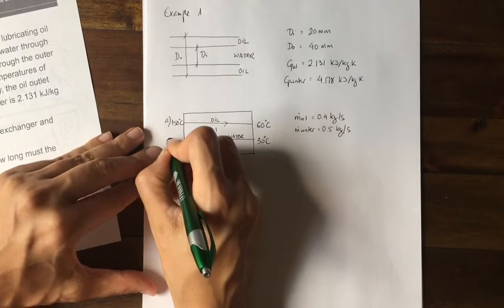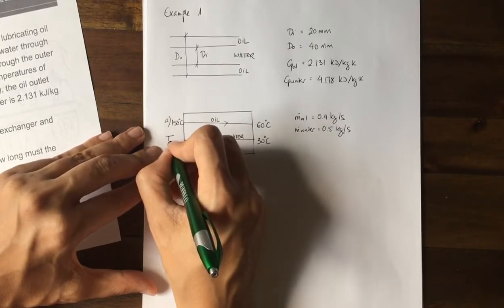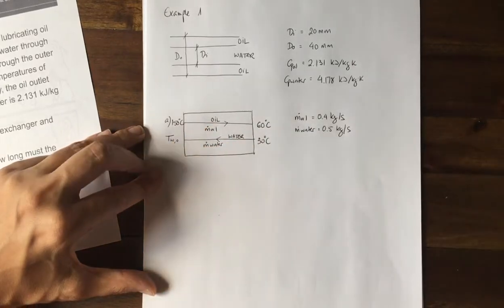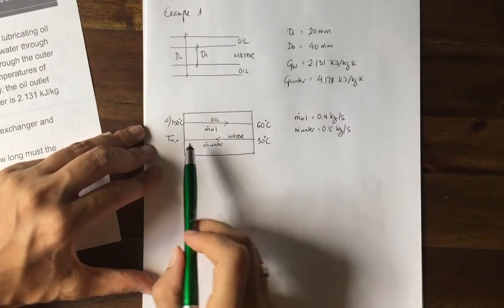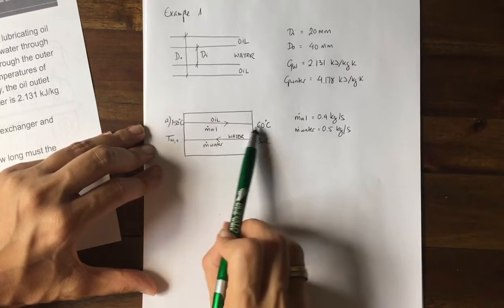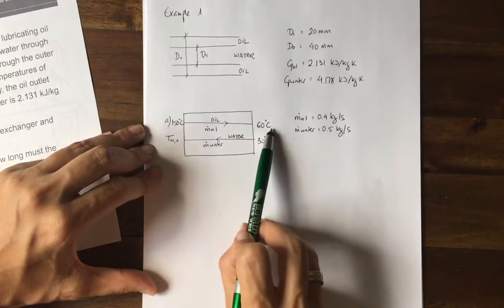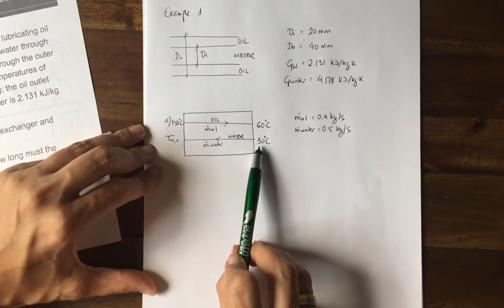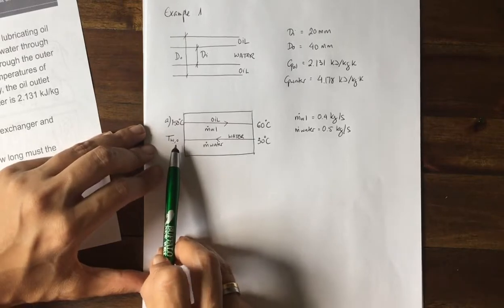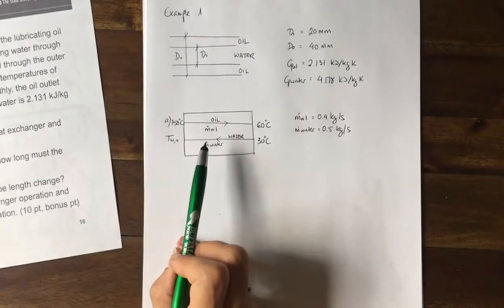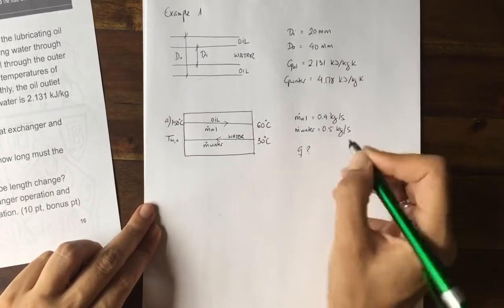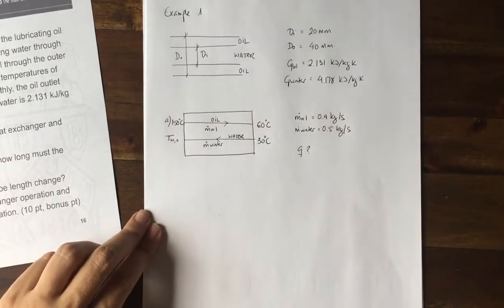So we don't know the temperature of the water at the outlet, but the profiles of temperature will be something similar to this. Oil is being cooled down from 150 Celsius to 60 Celsius, and water is being heated up from 30 Celsius to a temperature that we don't know yet. In addition to the temperature profile, we also need to calculate the heat rate.